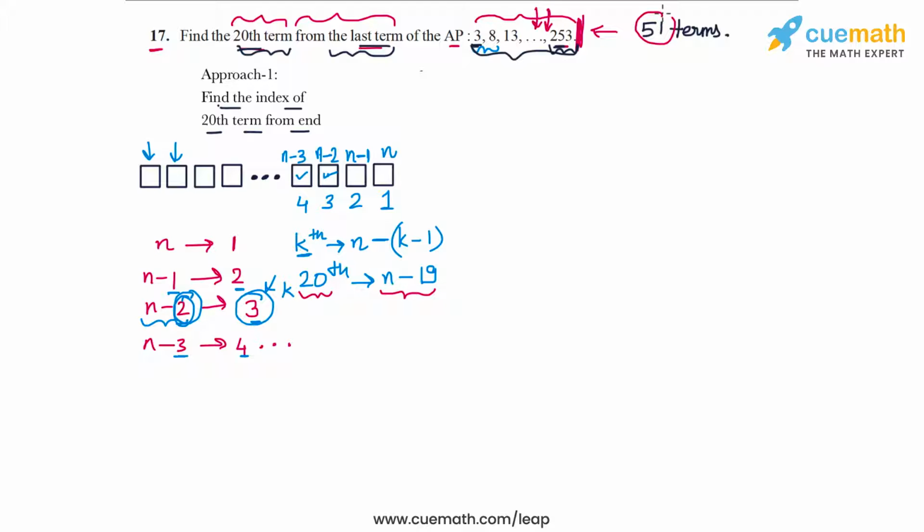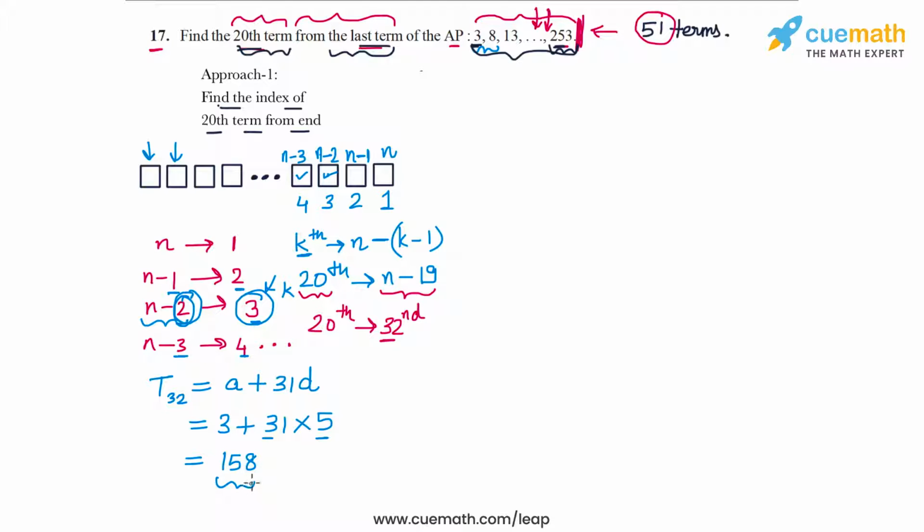And what is n? n is 51. So 51 minus 19 is 32. So the 20th term from the end will be the 32nd term from the beginning. So the position of the term we're trying to find is 32, and now we can easily find the term T32. T32 will be A plus 31D, and A is 3. So 3 plus 31 into D, which is 5. 31 into 5 is 155. 155 plus 3 is 158. So the 20th term from the end is 158.